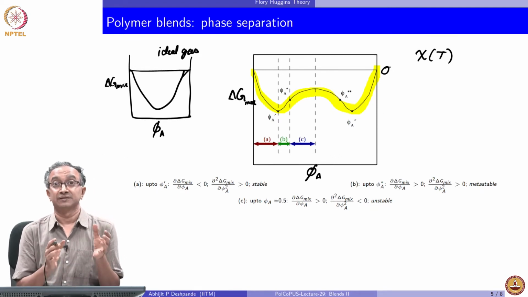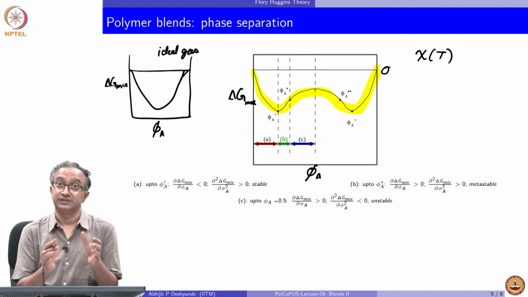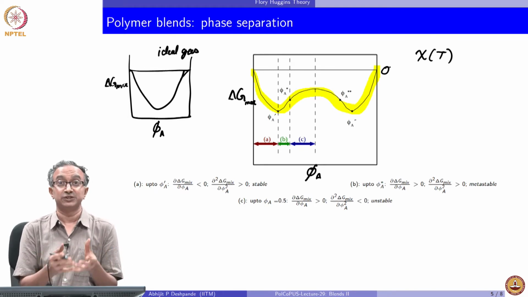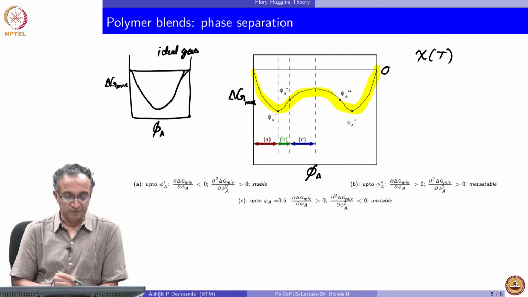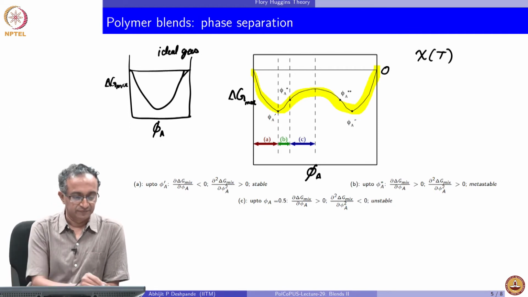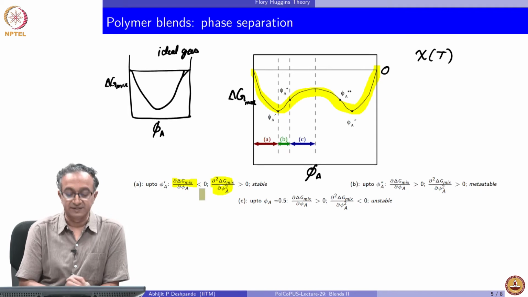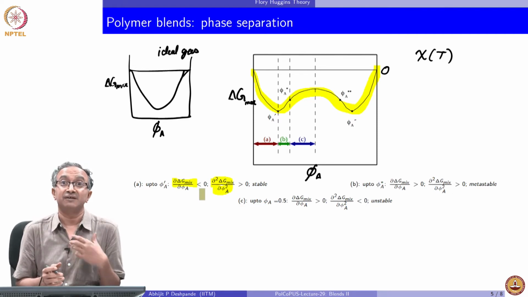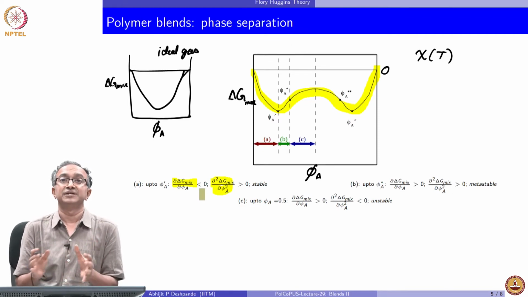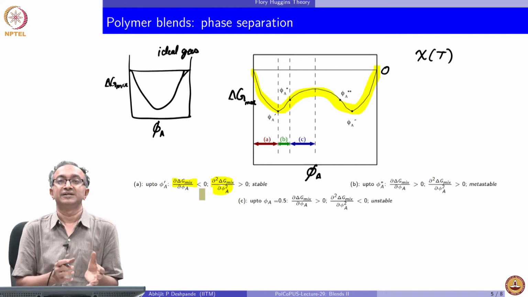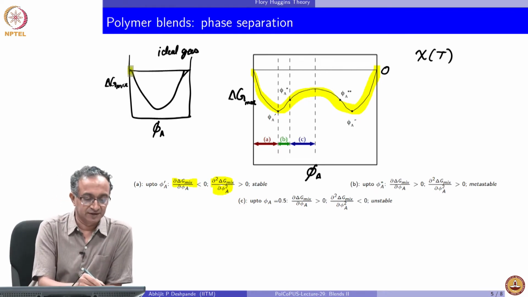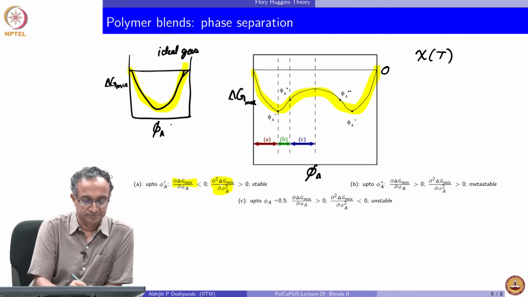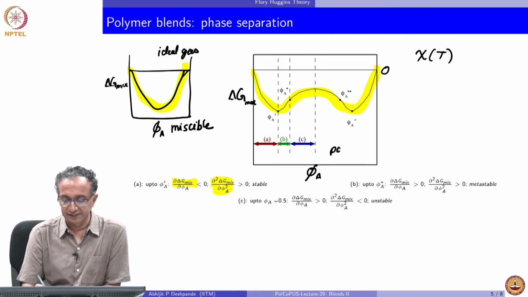So not only the magnitude of delta G, which is required to be negative for mixing to be spontaneous, but we also need to look at the first derivative and second derivative. So whether there is a maximum or minimum, and also what is the curvature of delta G. And this determines the nature of miscibility in the system. So if it is like this, then this is a perfectly miscible system. If the delta G is like this, then this is partially miscible.